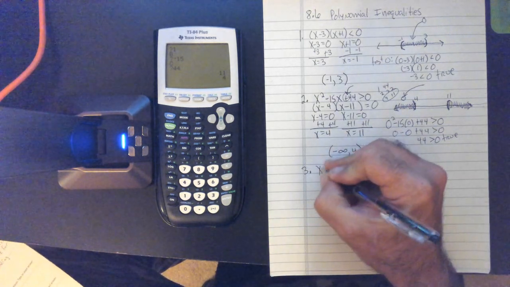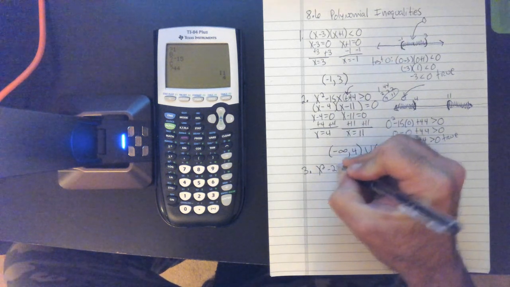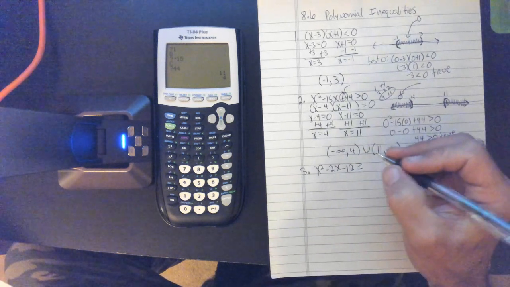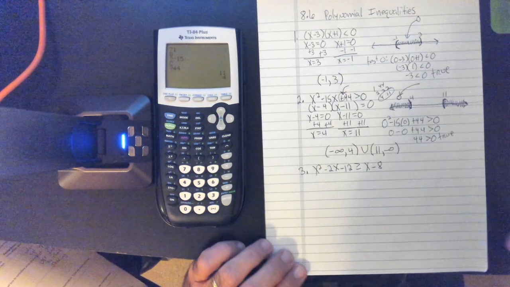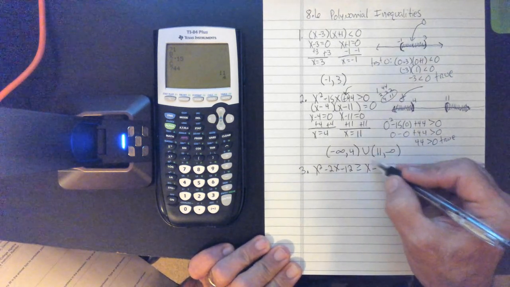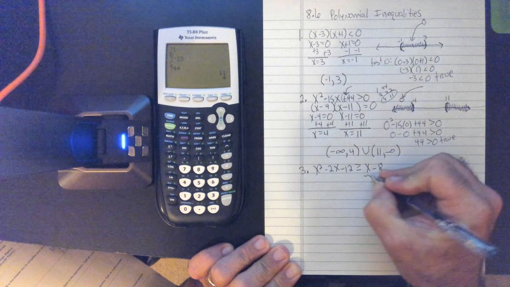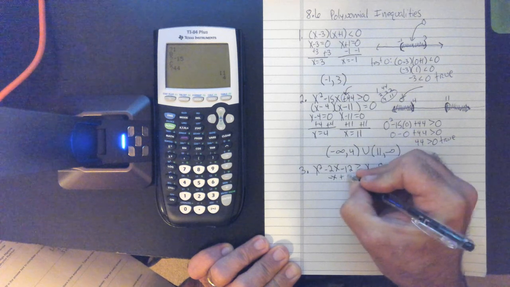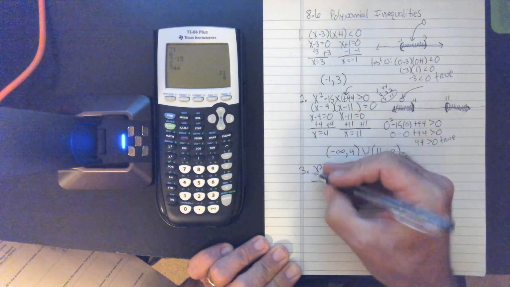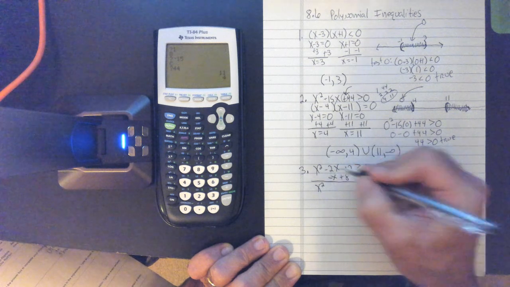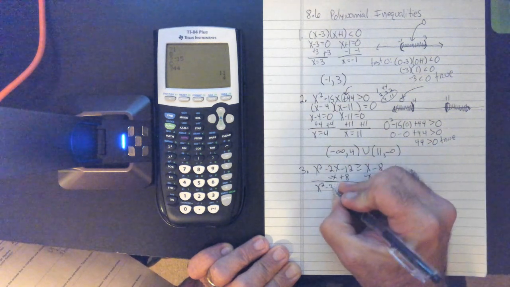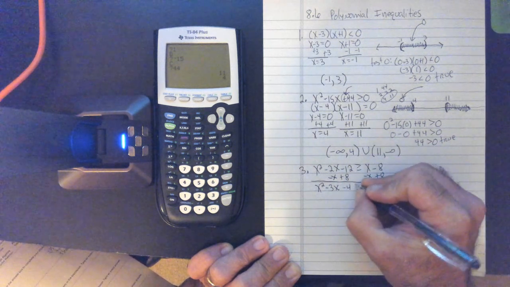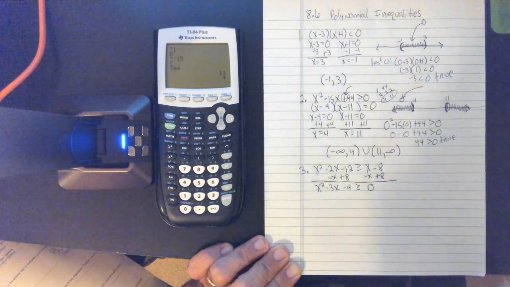Alright, number 3, x squared minus 2x minus 12 is greater than or equal to x minus 8. Alright, so to start this problem, I need a 0 on this side, so I'm going to have to subtract the x from both sides. Also, I'm going to have to add an 8 to both sides. Okay, so notice I got the x squared coming down. The negative 2x, and the x I'm subtracting gives me a negative 3x. The negative 12 plus 8 give me a negative 4, and all that's greater than or equal to 0 now.